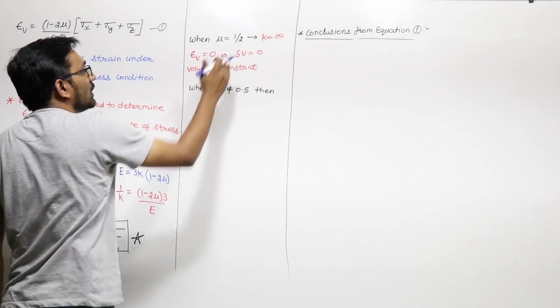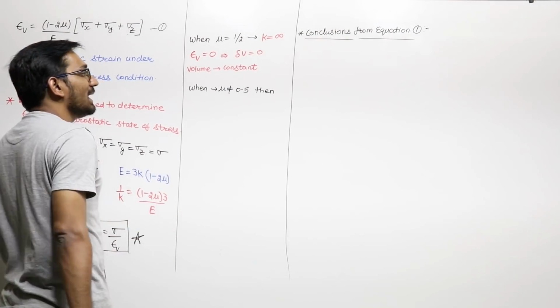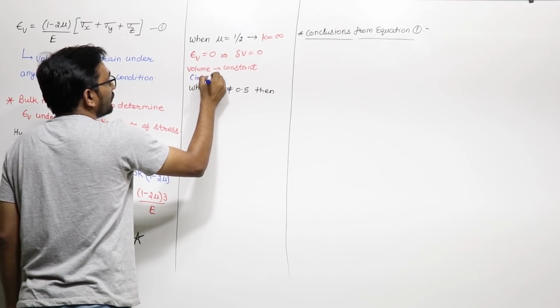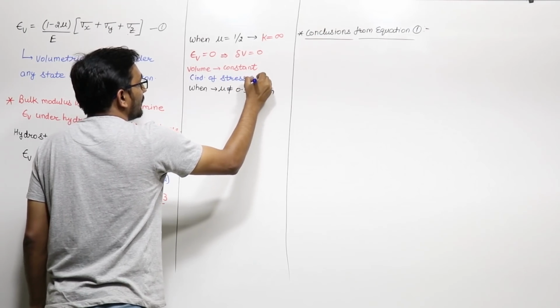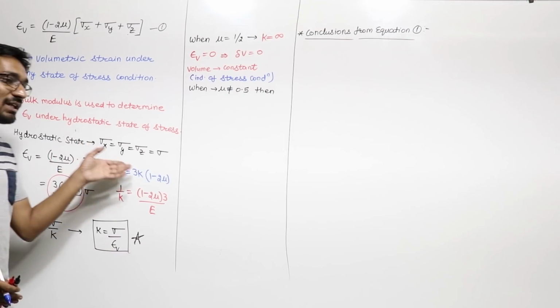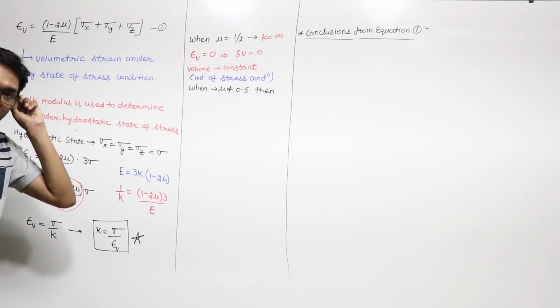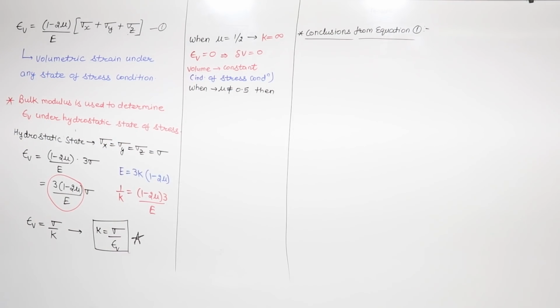So I can say that when the value of mu is equal to 1 by 2, the volume of the body or the member will remain constant, and this is independent of stress condition, right? Stress may be anything. Sigma x, sigma y, sigma z value may be anything and the direction may be anything, but the change of volume will remain 0, or the volume will remain constant, when the value of mu is equal to 1 by 2.